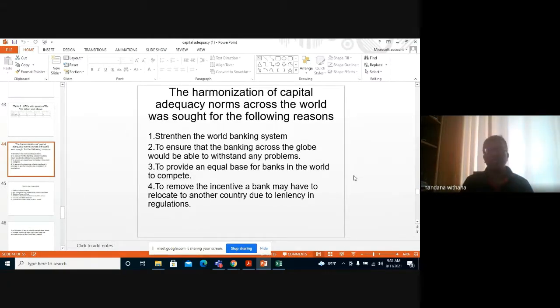Now, COVID is affecting all of us. Having such standards enables us to face it, to provide an equal base for banks in the world to compete, and to remove the incentive for a bank to relocate to where the rules are relaxed.